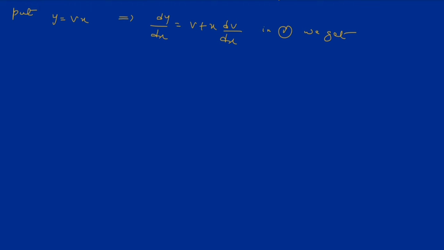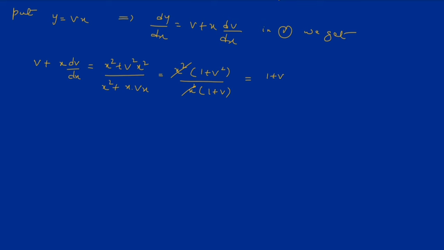In LHS, v plus x dv by dx, which is equals to x square plus v square x square upon x square plus x into vx, which is equals to what we get by taking x square common from numerator and denominator. Here the numerator, x square taking common, means 1 plus v square. In the denominator also x square common means 1 plus v. Here x square gets cancelled. Finally what we get is 1 plus v square upon 1 plus v.